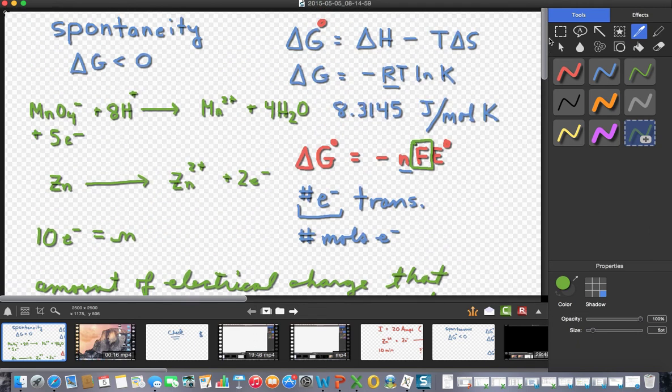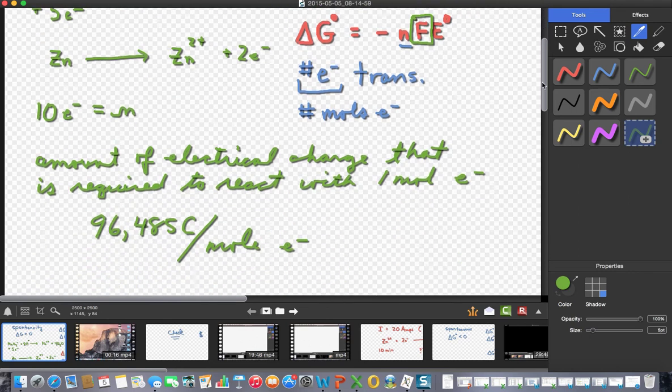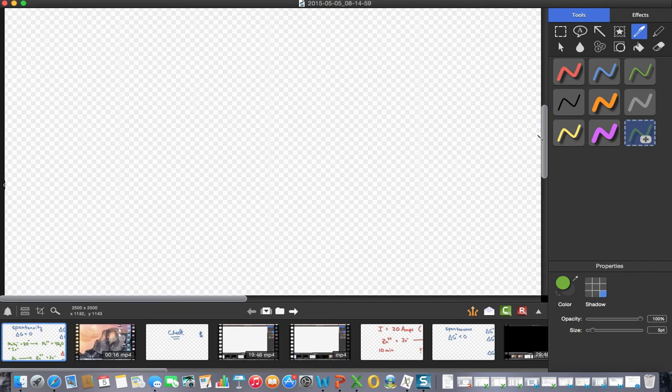Let's talk about the sign of electrical potential needed for spontaneity. I think that's pretty important criteria. That's certainly covered on your final exam. So delta G must be less than 0. Delta G is equal to minus NFE, standard state.